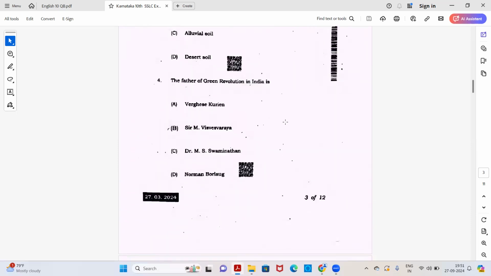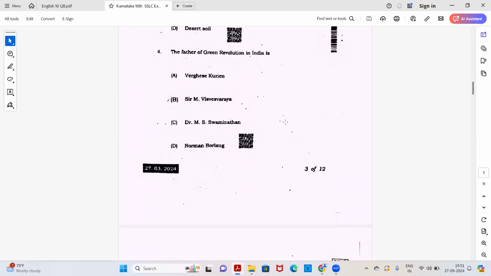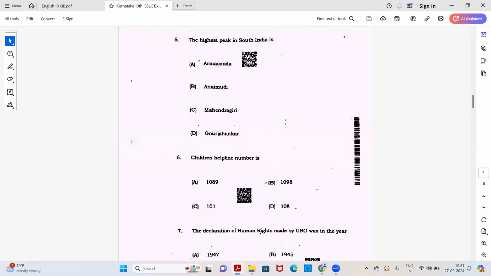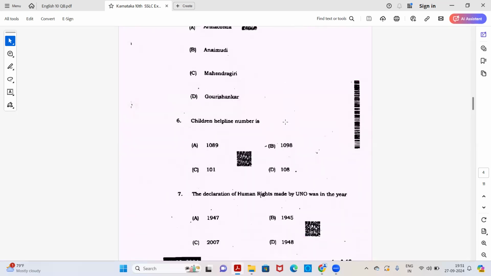Next, the father of the Green Revolution in India is Verghese Kurien, Sir M. Visvesvaraya, Dr. M. S. Swaminathan, or Norman Borlaug. Fifth question: the highest peak in South India is Almakonda, Anaimudi, Mahendragiri, or Gauri Shankar.